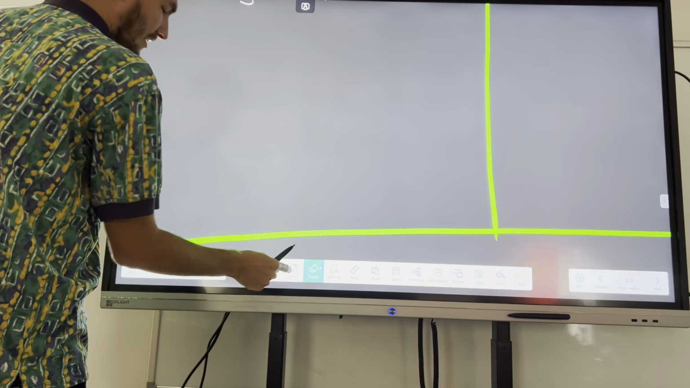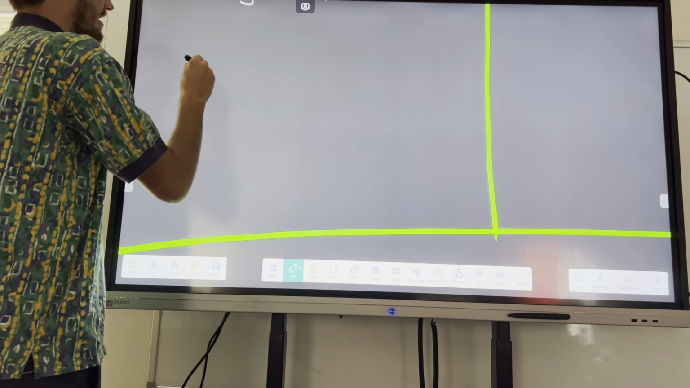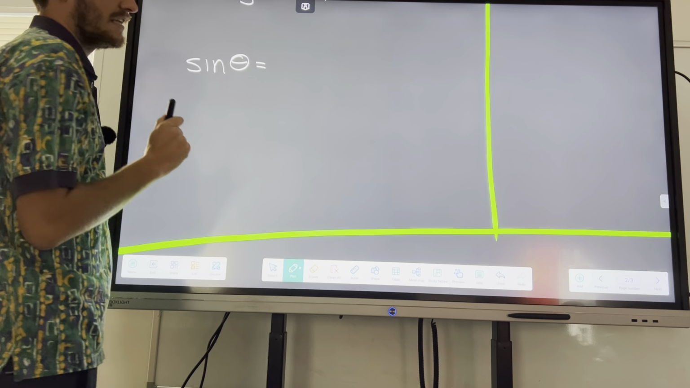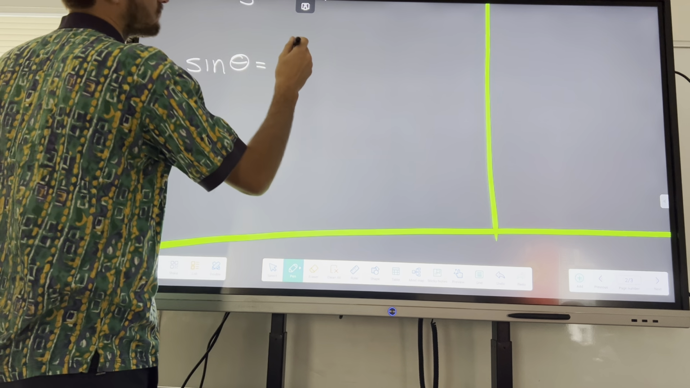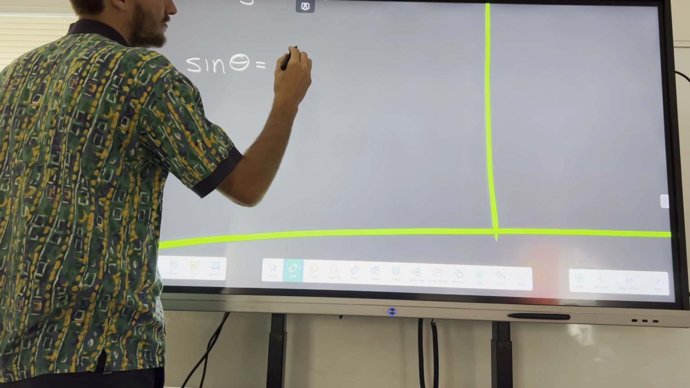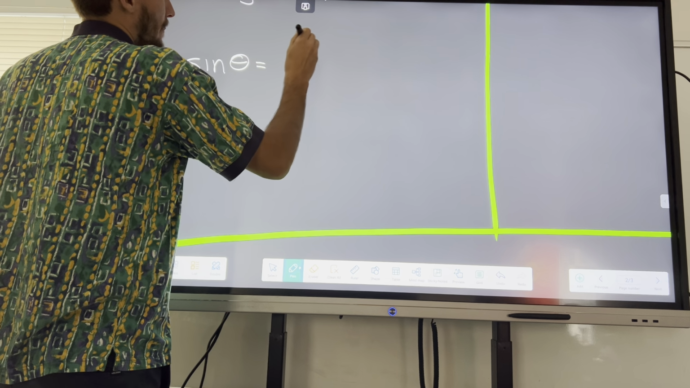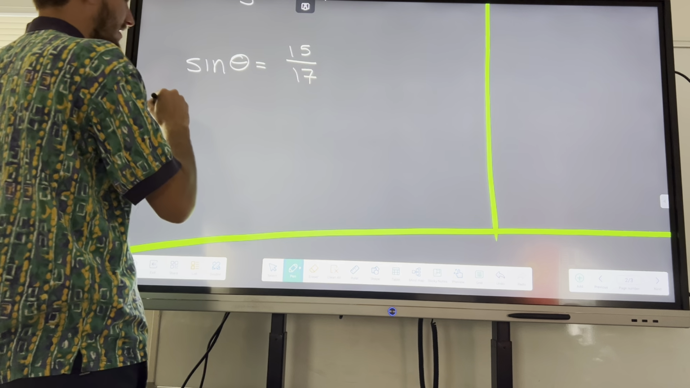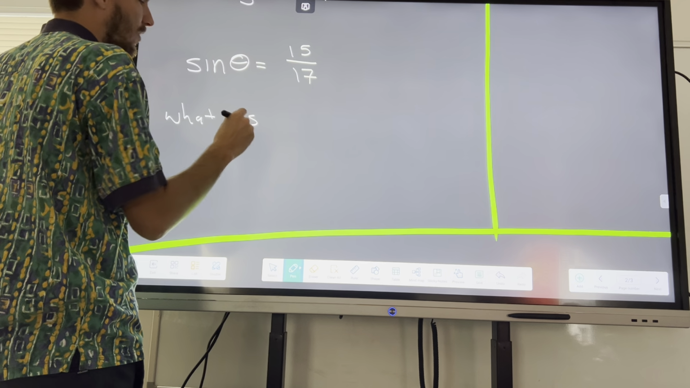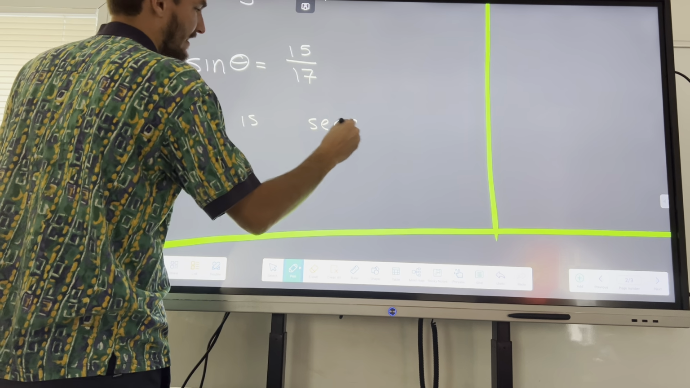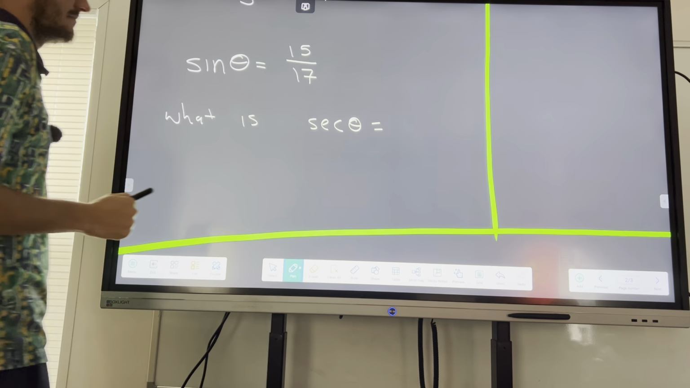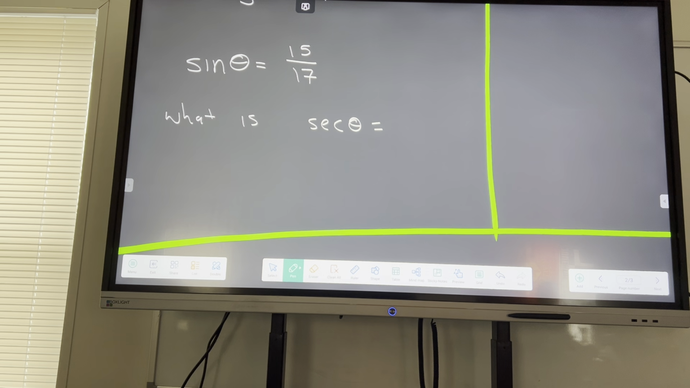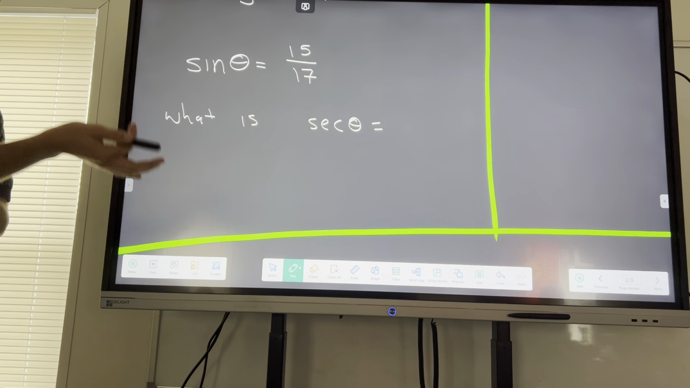You might also see a question that looks like this. Sine of theta is equal to 15 over 17. What is secant theta? So, we're not getting the whole triangle drawn for us. We need to figure out secant theta.